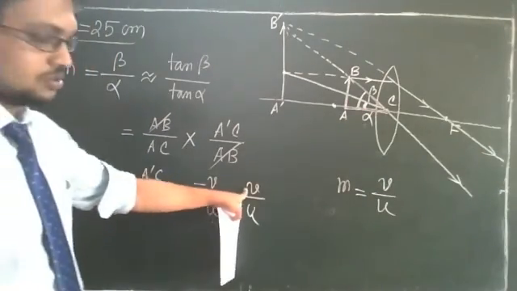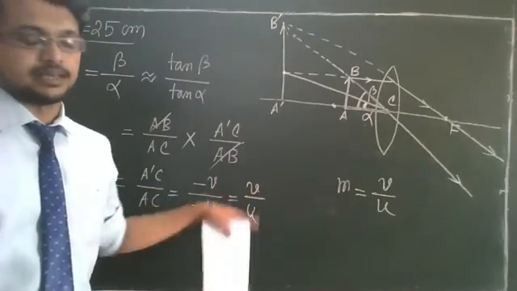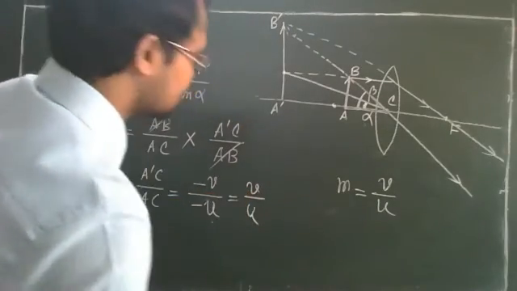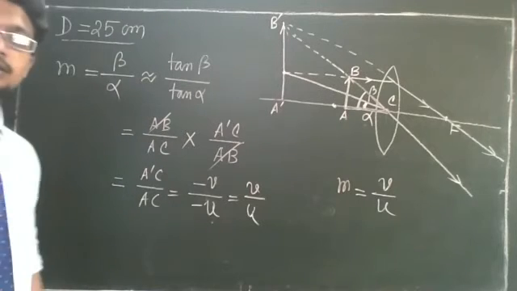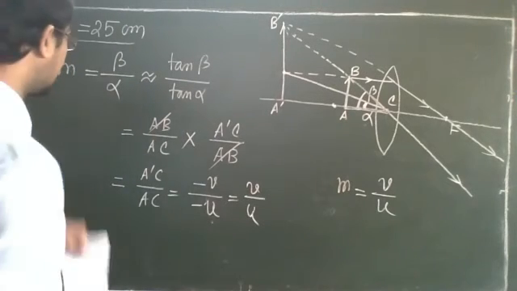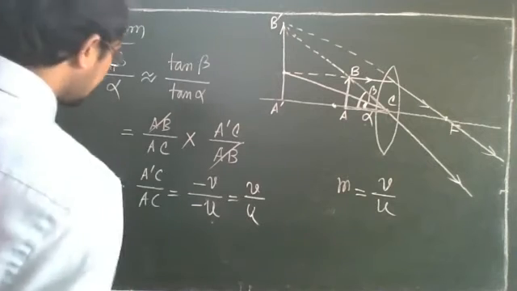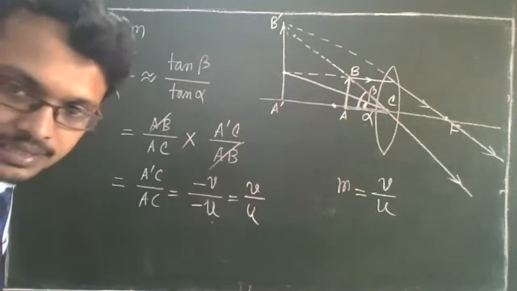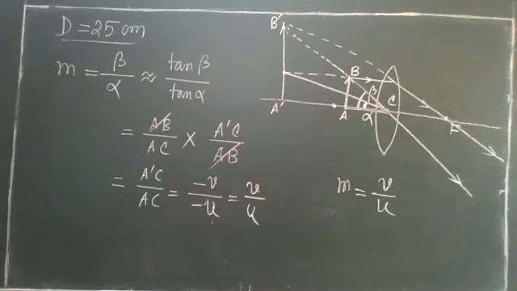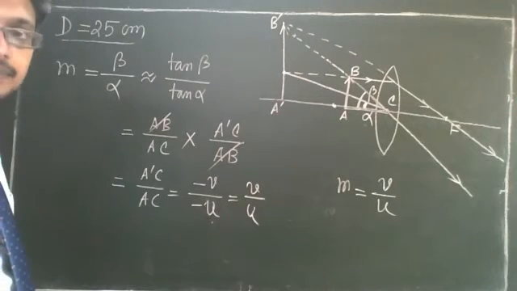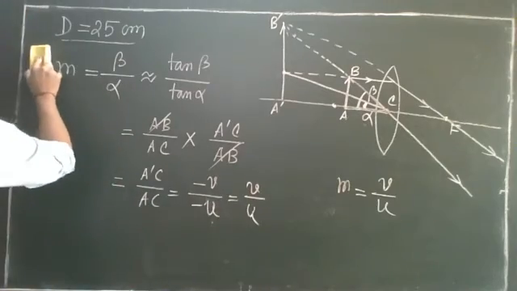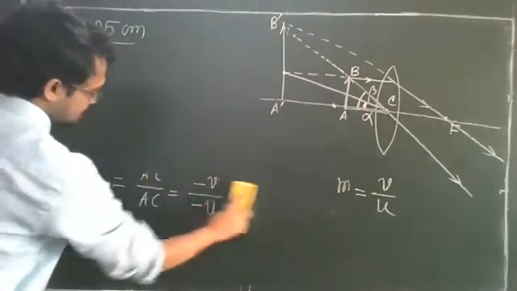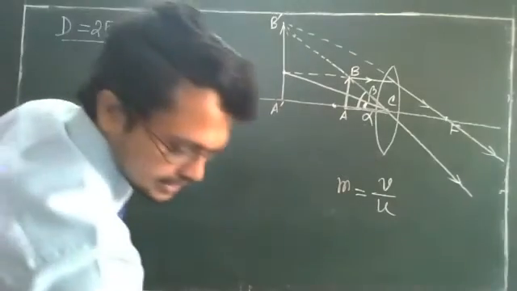Now V we don't know, so we have to remove V. How will you remove it? We will use the lens formula. So magnification equals V by U. Clear this point? Yes, sir. So at the end, M equals V by U we are getting.